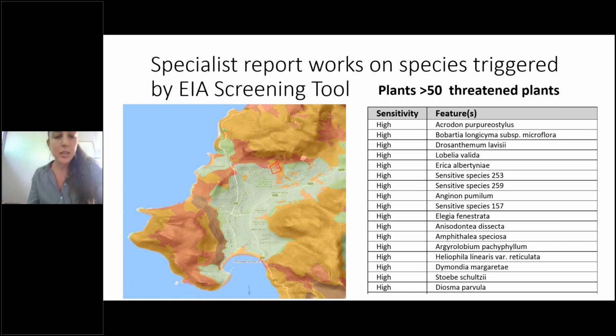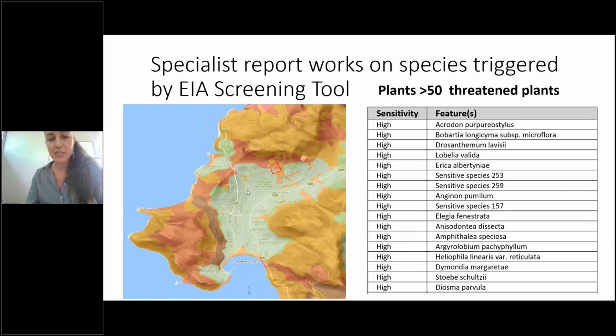And I wanted to just explain how we generate these layers. So on this map here, the very dark areas is at very, very high sensitivity for a species that has a global range of less than 10 kilometers squared. The red is the high, and then the orange is the medium.